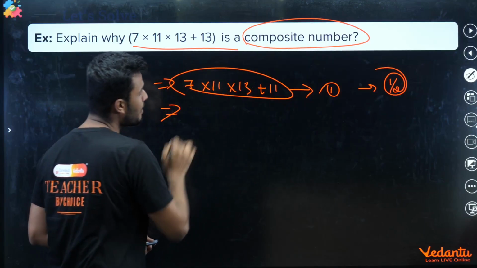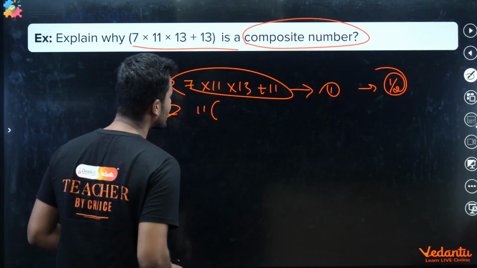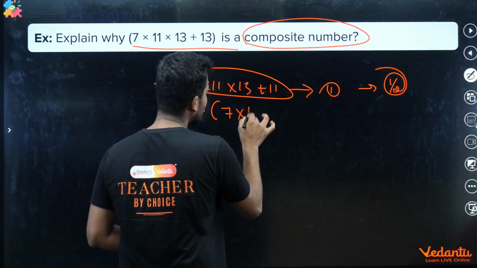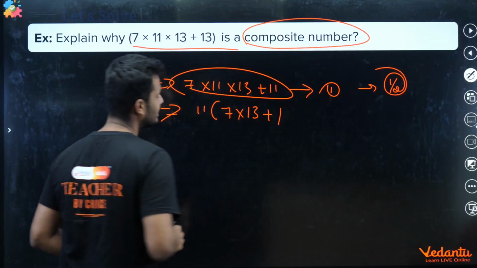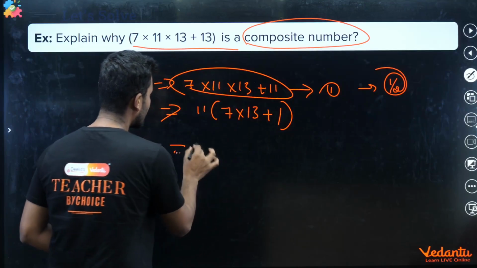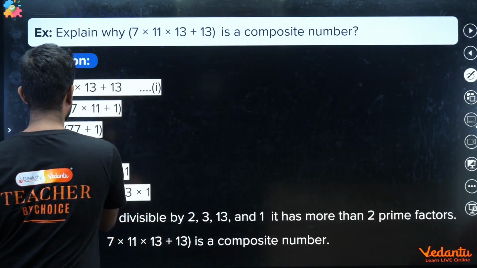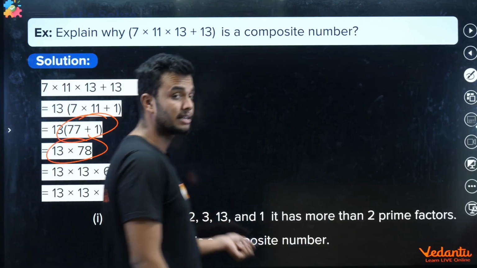Then here, look here. Overall, 11 is common. If we take 11 common, what happens? 7 into 13 plus 1. We can write it like this, right, students? 77 plus 1, that is nothing but 78.